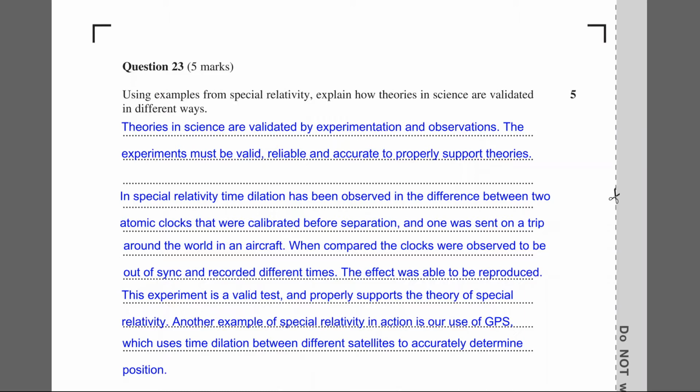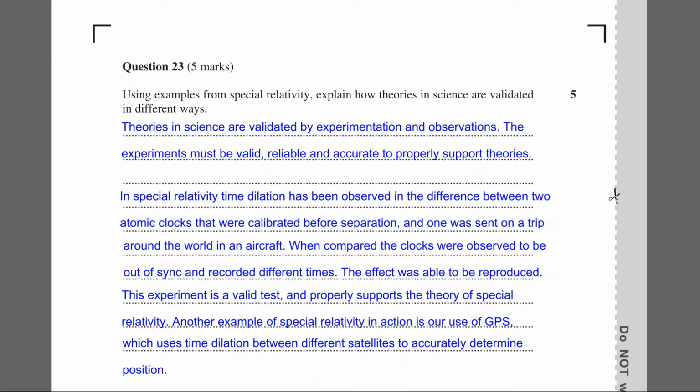This experiment is a valid test because it's testing the time dilation, and it properly supports the theory of special relativity. Another example of special relativity in action is our use of GPS satellites, which uses time dilation between different satellites to accurately determine position on the surface of the Earth.